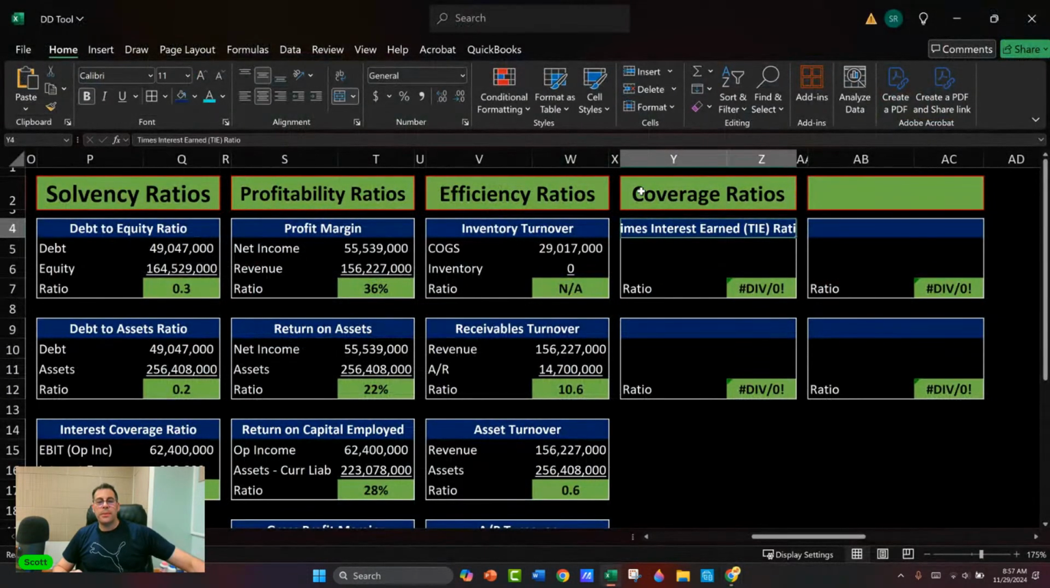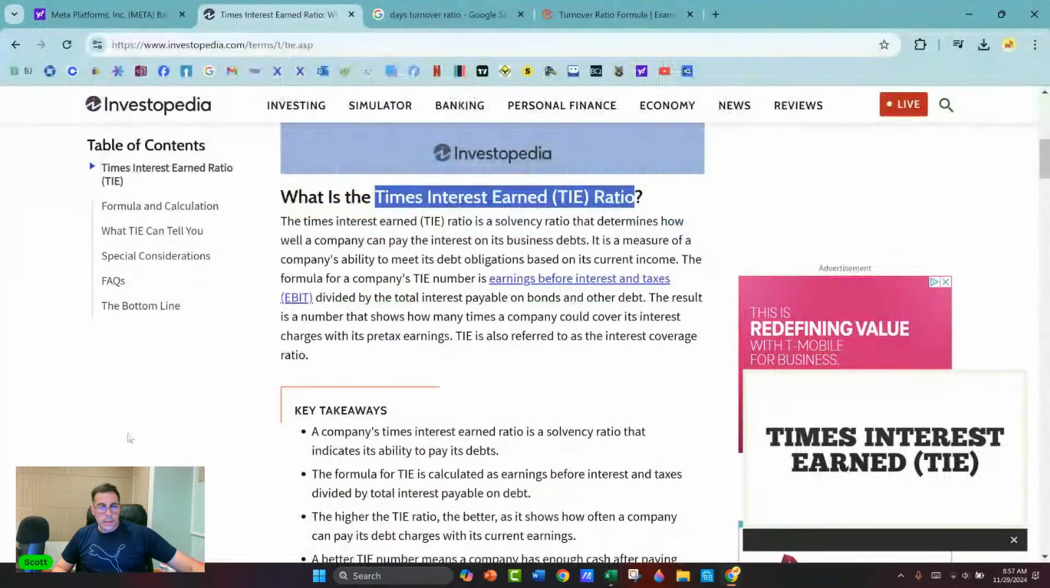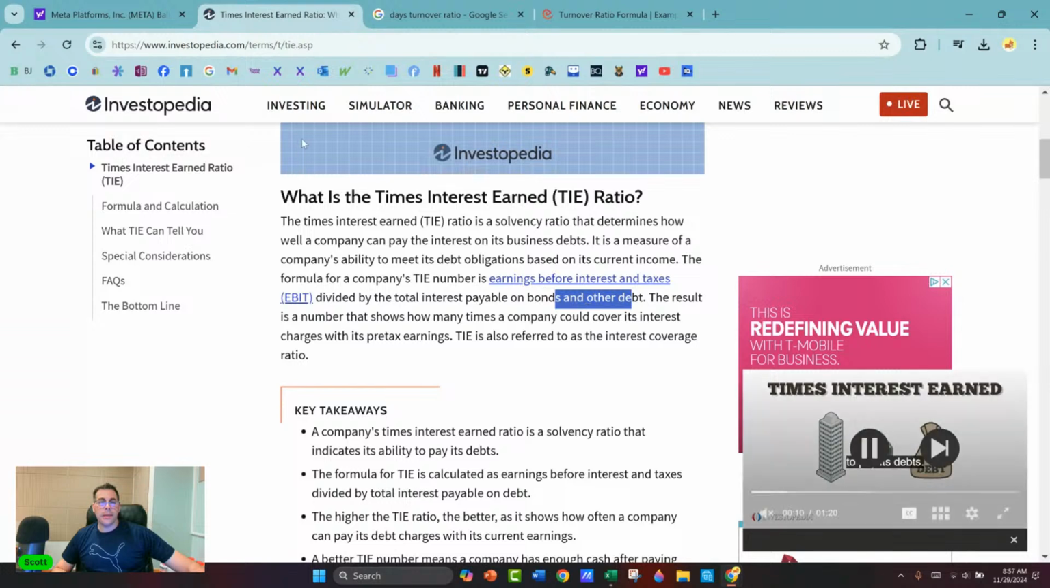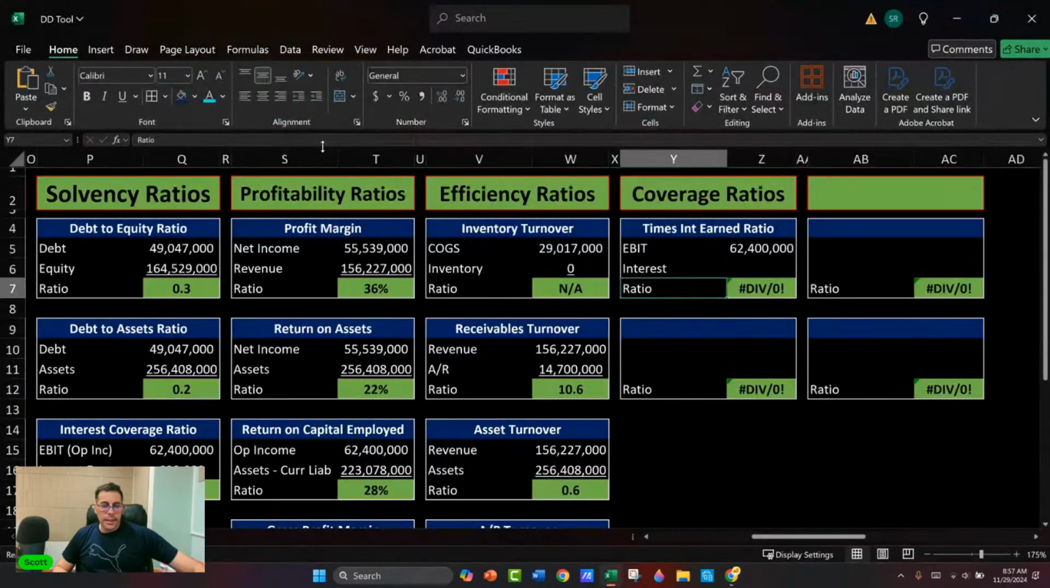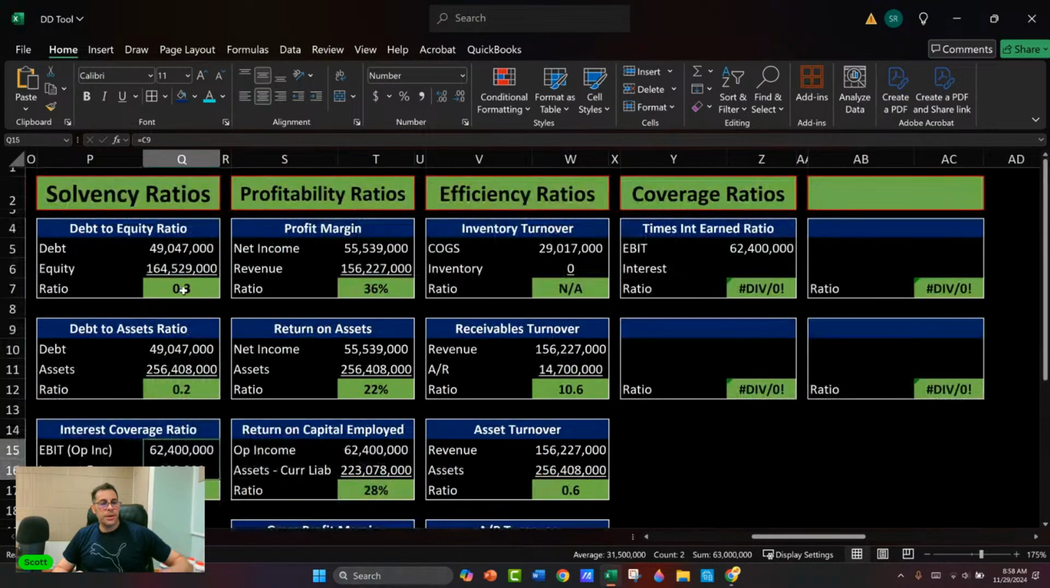It's a lot easier just to go to a website and it gives you this stuff. Times interest earned ratio. EBIT, which is right here, 62 billion. Interest. Total interest on bonds and other debt. I guess it's the same exact calculation as the interest coverage ratio. So it's just the interest coverage ratio.